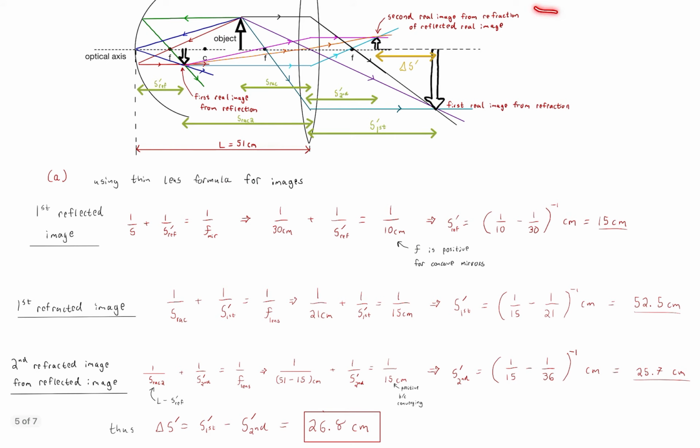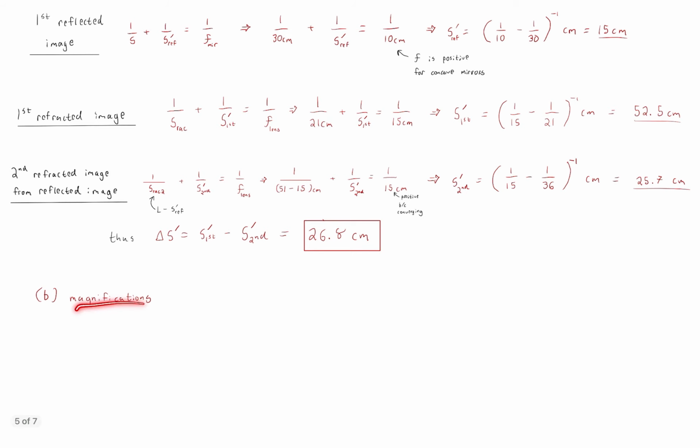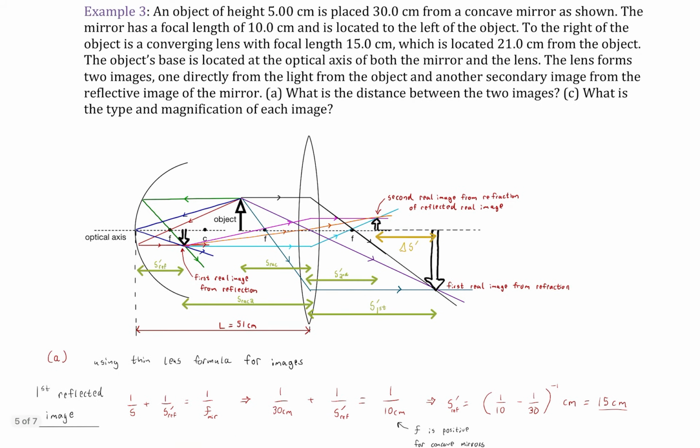What type of images are these? They're both real, but one is real and inverted and one is real and upright. Okay, so you could put a piece of photoactive paper there and actually get an actual image to form in both cases. What about the magnifications? Well, why am I asking about magnifications? Because in part B, I say what is the type and magnification of each image.